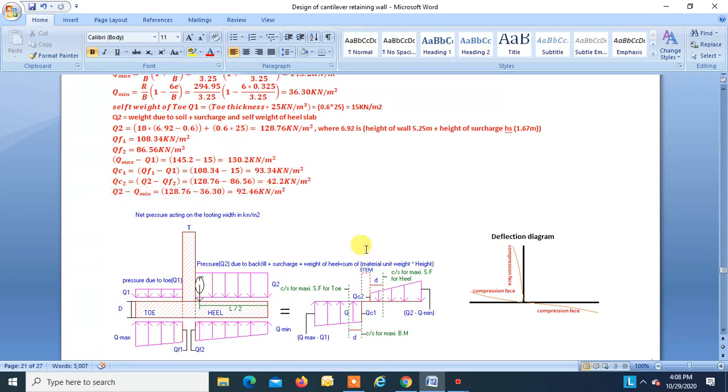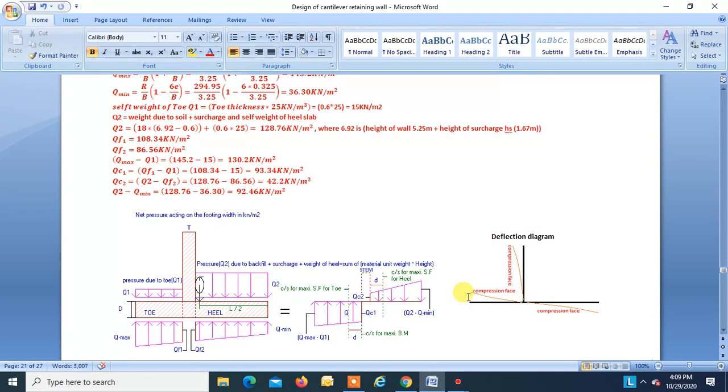Now we can see from this net pressure diagram that in the case of the toe, the pressure is upward. The soil pressure is going to be upward, for which this toe has to be designed. So the toe will deflect like this, and this pressure is downward, so the heel will deflect like this, and the active pressure will be acting in this direction, so the stem will deflect like this.